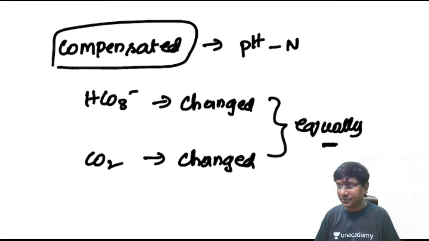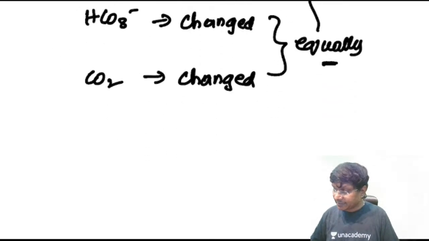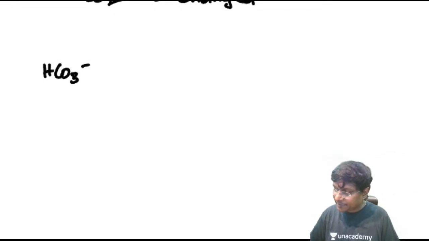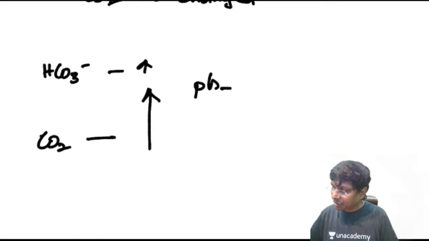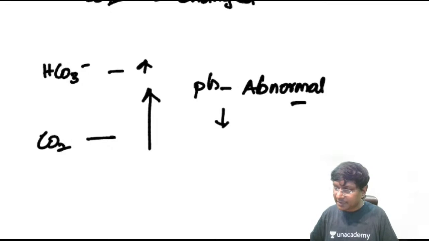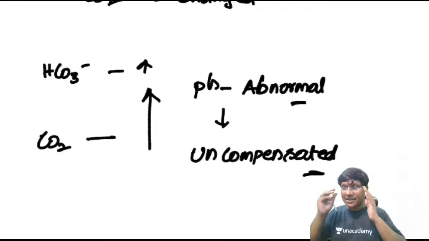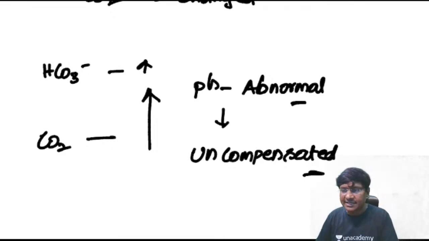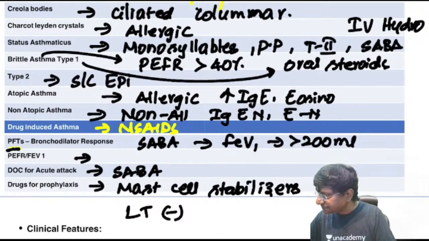We use the word compensated when both of them are changing equally in the same direction, and because of this change the pH has been normalized. Then take the other scenario: bicarbonate increased, carbon dioxide also increased, but it is increased more. The pH is abnormal because both of them did not change equally. When the pH is abnormal in spite of the change, we call it uncompensated. Okay, so ABG is completely a separate topic, which I'll take depending upon the time availability, if time permits.